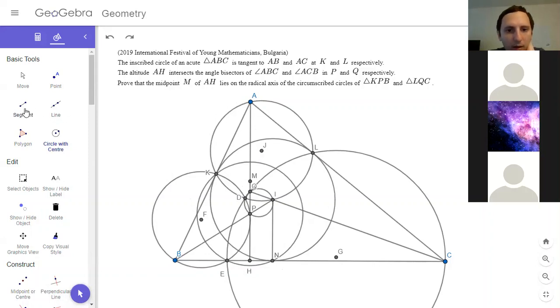Because J is the midpoint of AI. Okay. Yeah. MJ is parallel to IH. Is J also on the radical axis, or it just seems like that? I don't think so. No. Yeah.